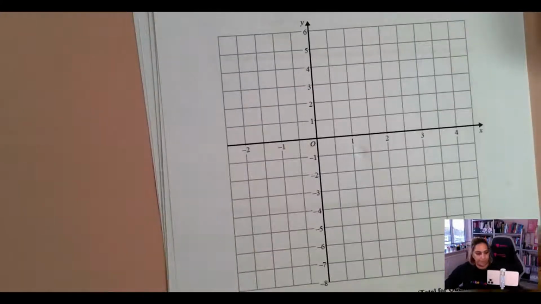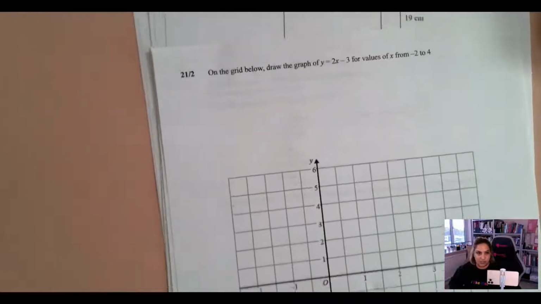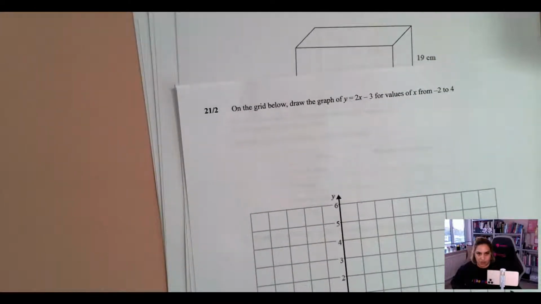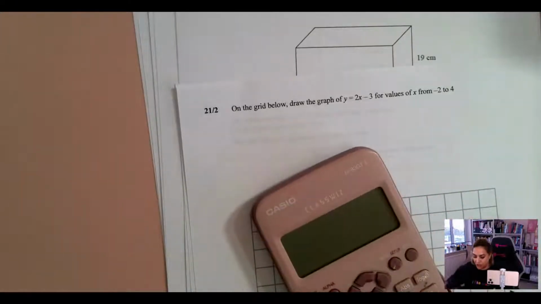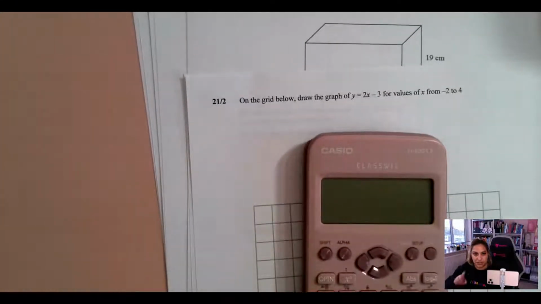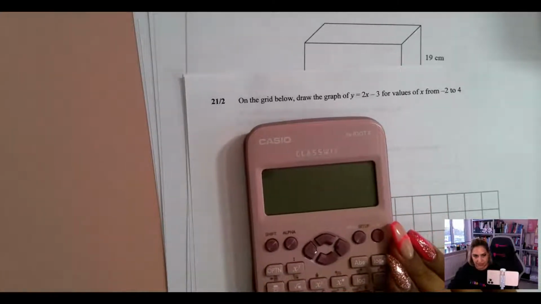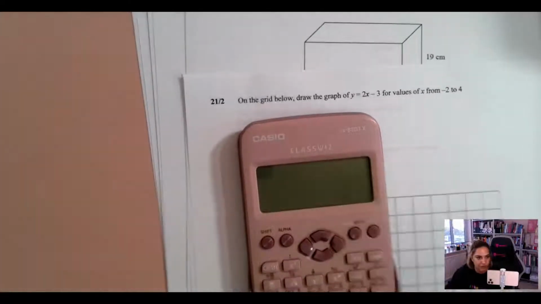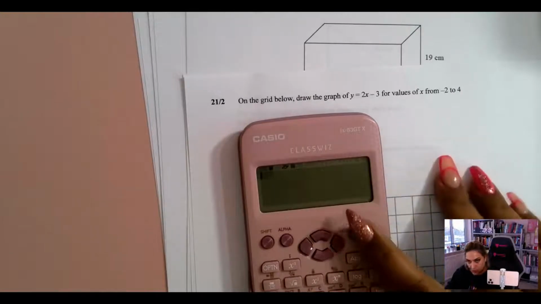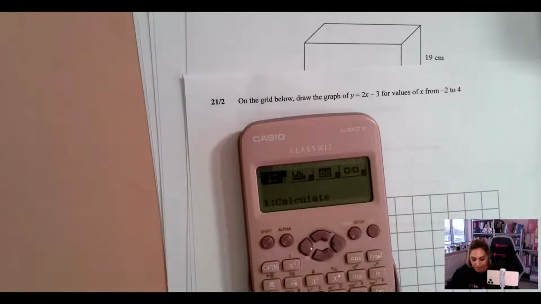Okay. The next question, we've got a graph of y equals 2x minus 3, and we want to do it from minus 2 to 4. Now, we know it's going to be a straight line because it's got 1x. It's not squared, it's not cubed. And we're going to use our calculator to do this. So you're going to switch it on, go to mode, and then go to table.